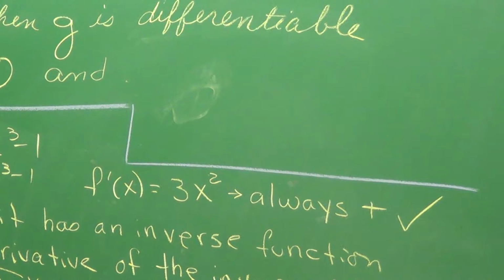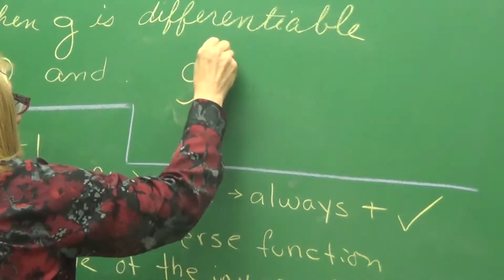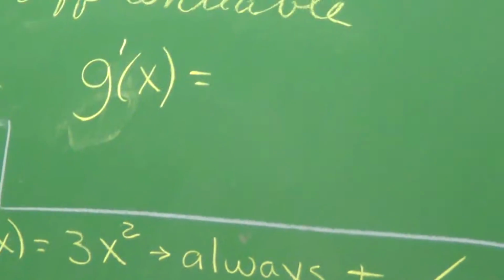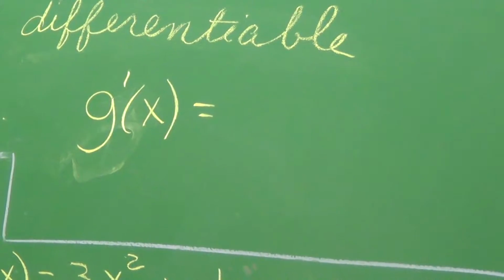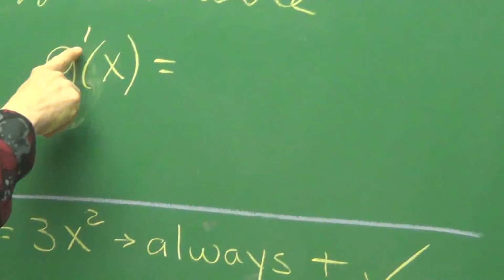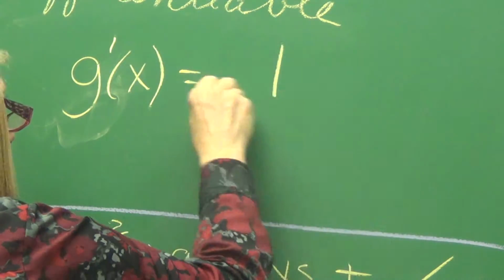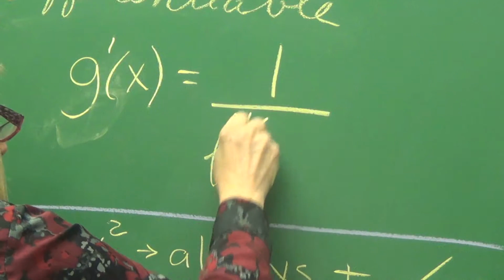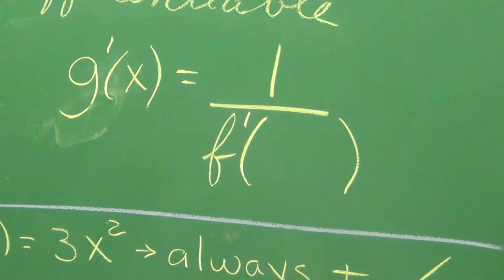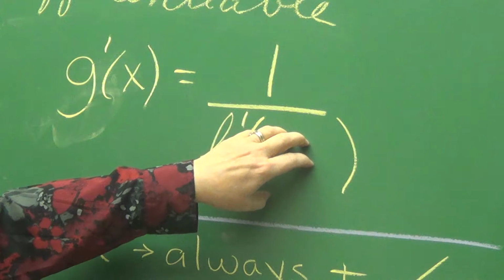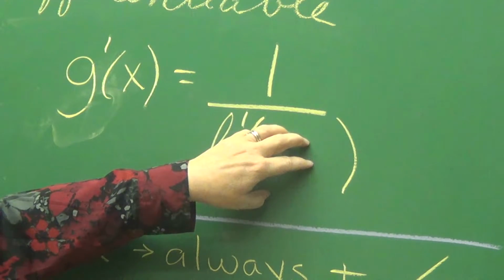I'm going to say g prime of x, and as defined in the problem, g is the inverse function. So we're looking at the derivative of the inverse function, which equals 1 over the derivative of the f function, the reciprocal of the derivative of the original function, evaluated at. And here's a little tricky part.